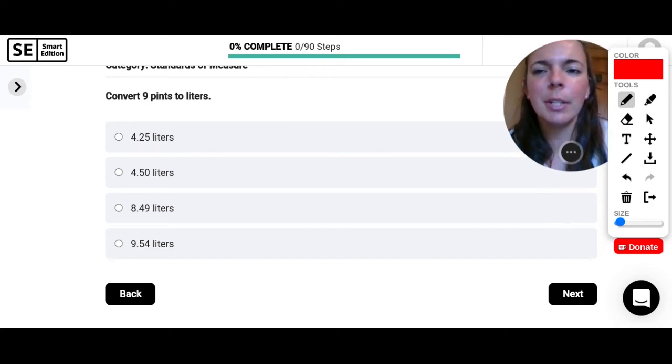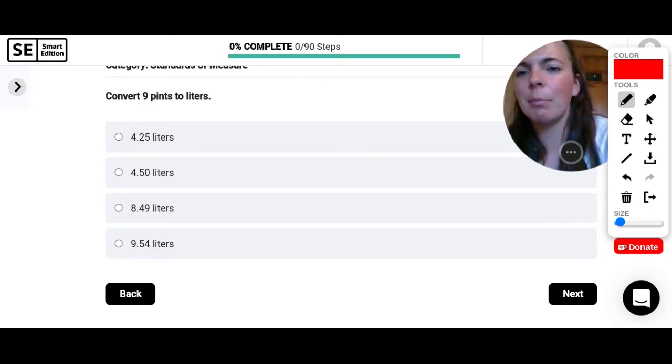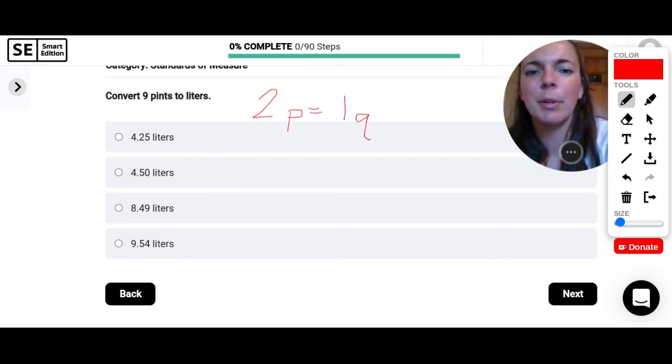So what's important to know here is that, let's see, for pints to liters. One thing we want to know is that there's 2 pints in 1 quart. So it looks like we might have to work with a few different conversions here. So 2 pints is equal to 1 quart.